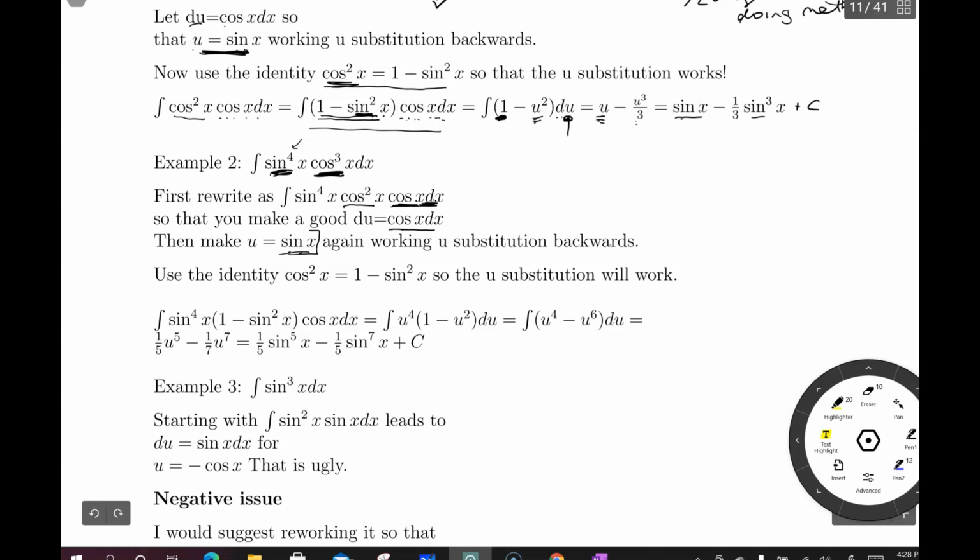Okay, so now let's make this u substitution work. If I do a u substitution, this will be taken care of, right? That'll be u to the fourth.